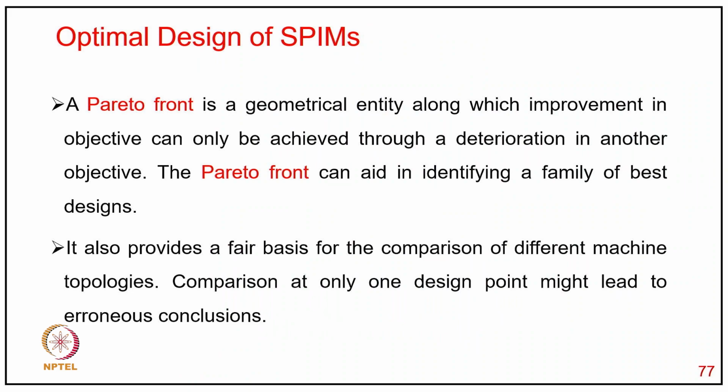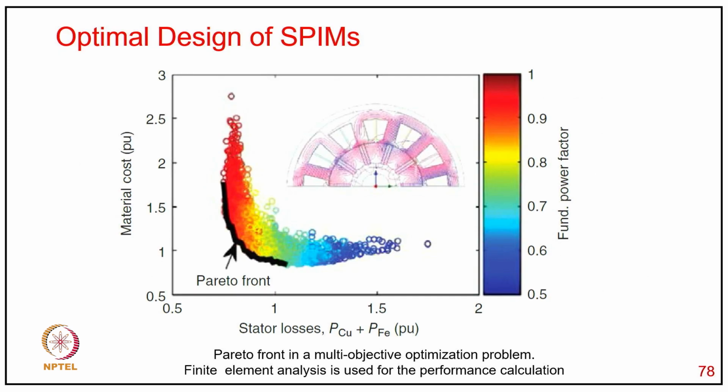A Pareto front is a geometrical entity along which the improvement in one objective can only be achieved through deterioration in another objective. So the Pareto front can aid in identifying a family of the best designs. It also provides a fair basis for the comparison of different machine topologies, and comparison at only one design point might lead to erroneous conclusions. And this is typically the Pareto front diagram showing material cost, and the fundamental power factor along with the stator copper loss with respect to that. So finite elements are used for the performance calculation.